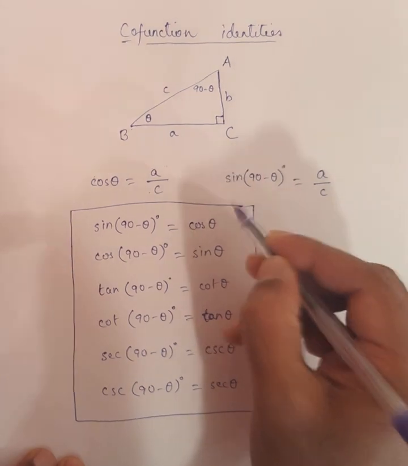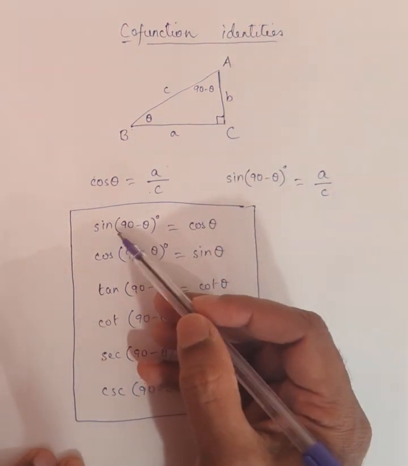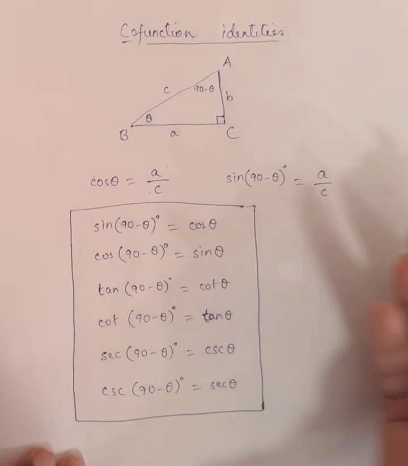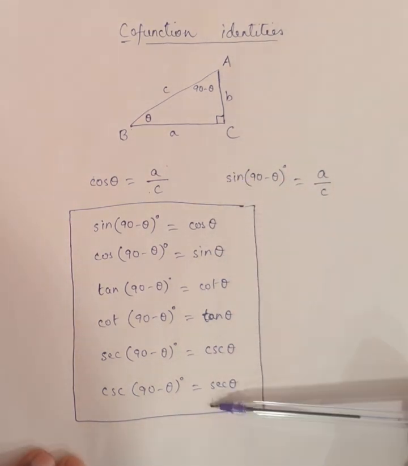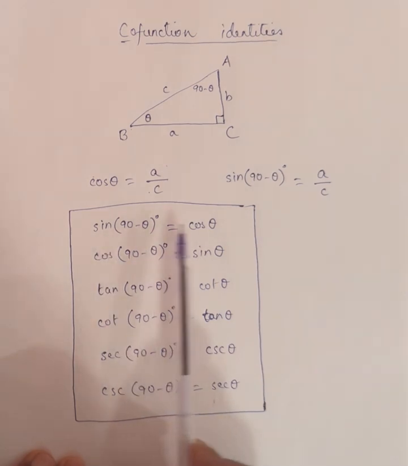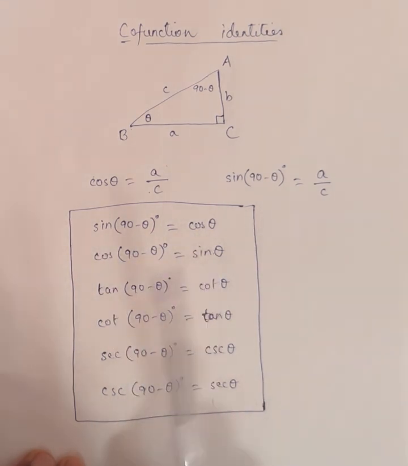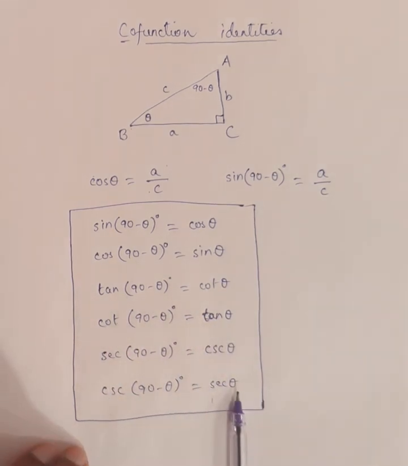But if I were using radians, then I would write sine of pi over 2 minus theta equals cosine theta, and so on. So these are the 6 cofunction identities. Sine, cosine; cosine, sine; tangent, cotangent; cotangent, tangent; secant, cosecant; cosecant, and secant.